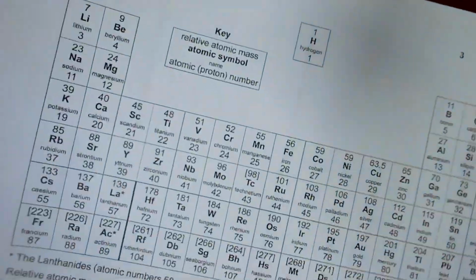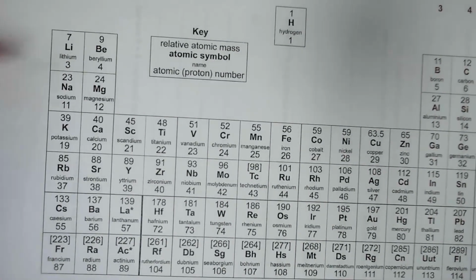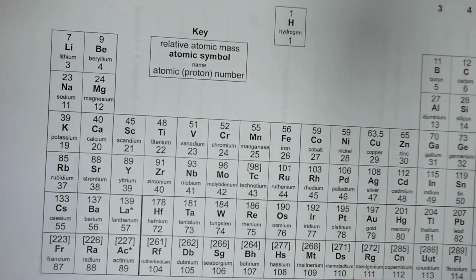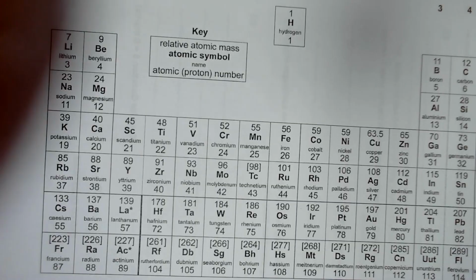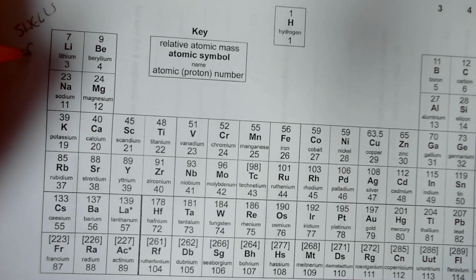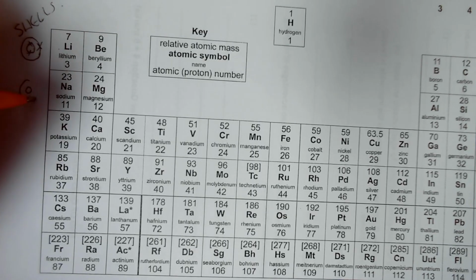So let's go to our periodic table. We've got lithium, sodium, and potassium. Well, hydrogen, helium is period 1, lithium is period 2, so it's got 2 shells. Sodium is in period 3, so it's got 3 shells, and potassium is in period 4, so it must have 4 shells. Let's just do a diagram of that.